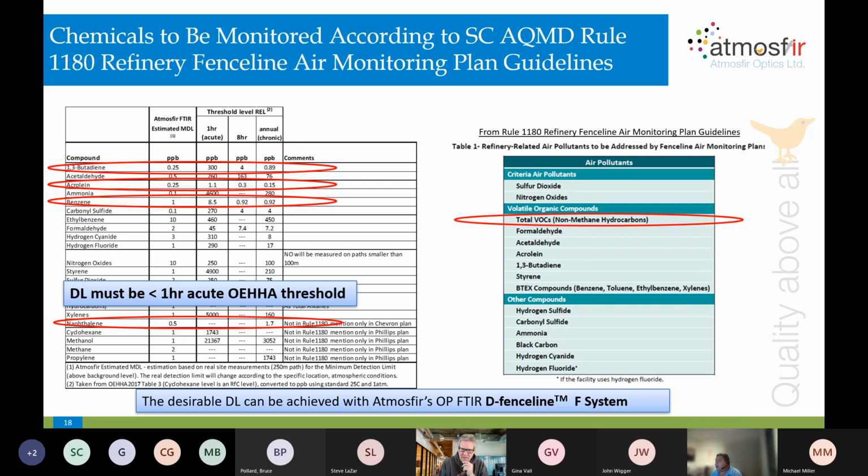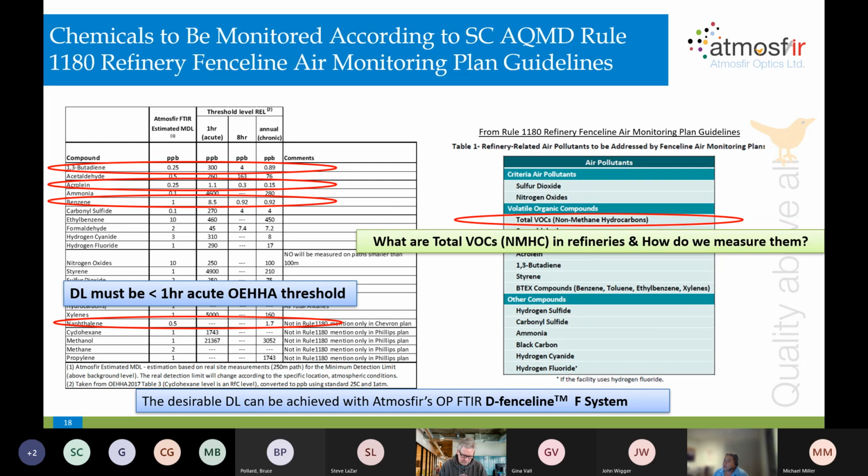But how do we measure total VOC, non-methane hydrocarbons? We know how to measure them in chimneys, on stacks. We have a method to do it, Method 25. We measure the total VOC with FID, we take out the methane, and we know what the total VOC is. But there is no open-path method to do it, or at least not one that everybody agrees on. So what is the total non-methane VOC in refineries, and how should we measure it?